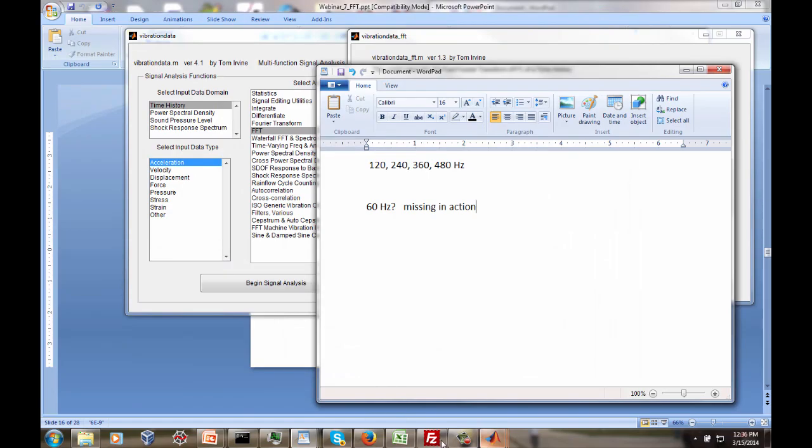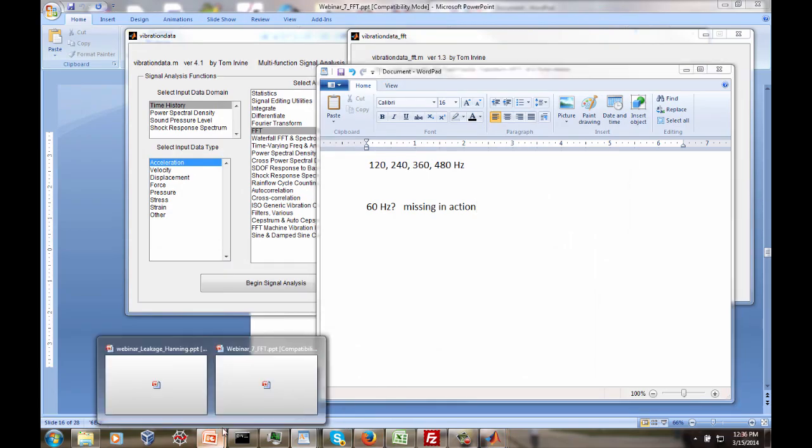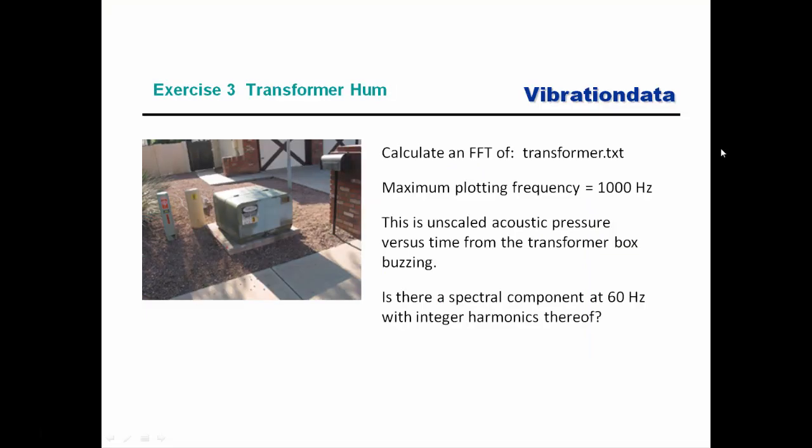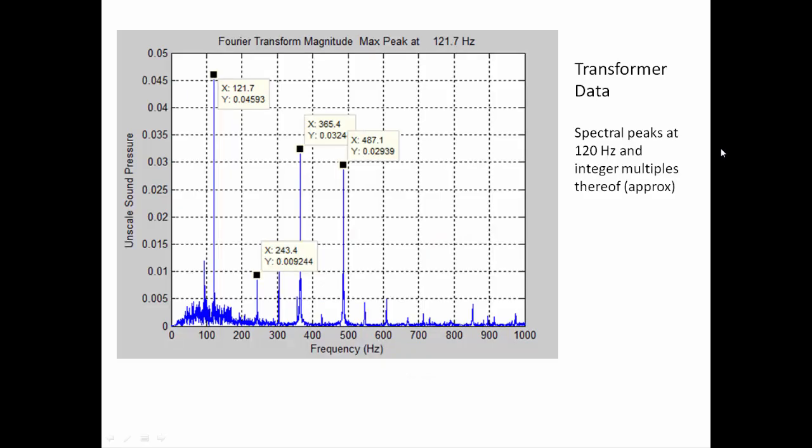So actually, I need to go back to the PowerPoint slides. If you'll be a little patient with me here. So it turns out, okay, here actually it shows a slide where I identified those spectral peaks as we just did.